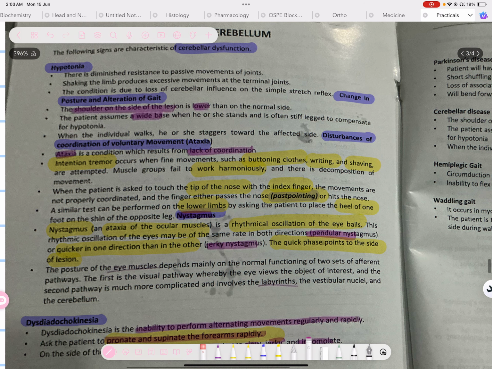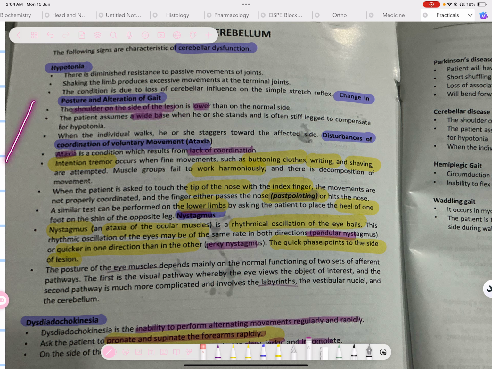Cerebellar dysfunction, hypotonia. There'll be diminished resistance to passive movement of the joint that I've already explained. Shaking the limb produces excessive movement at the terminal joint because cerebellar influence on the simple stretch reflex has been lost. Other than that, posture would be changed as well because the shoulder on the side of the lesion will be lower than the normal side.